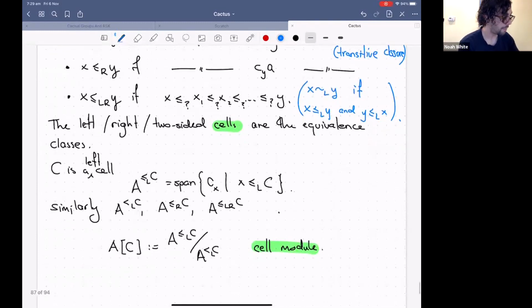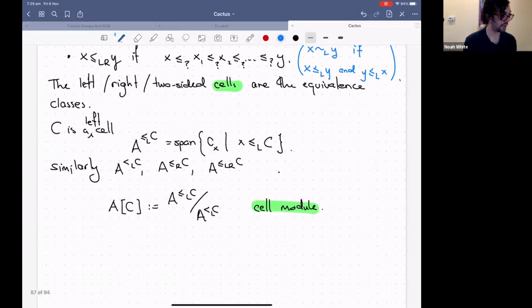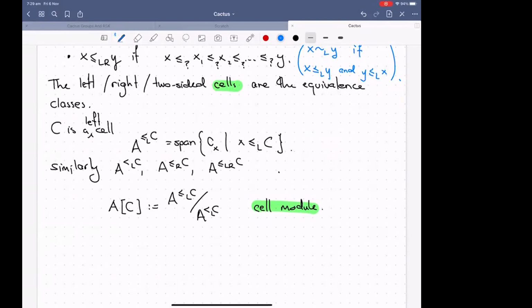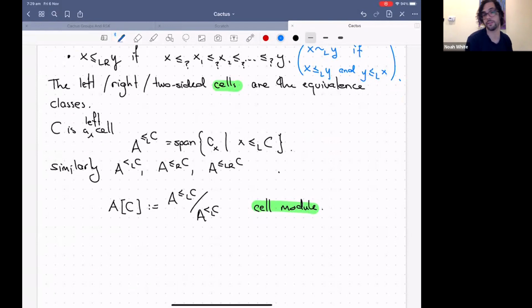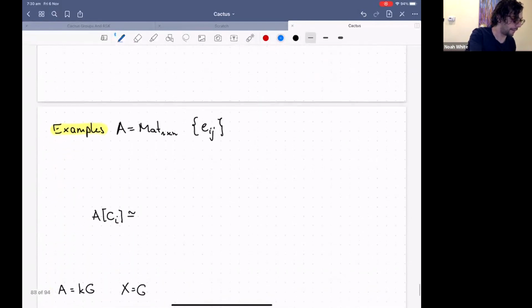Okay, and because these are left ideals, they're contained in each other. We can take the quotient and we get a module. This we call the left cell module corresponding to C. So this is a left module for A. This is just a way to generate a bunch of representations. So let me quickly do some examples.